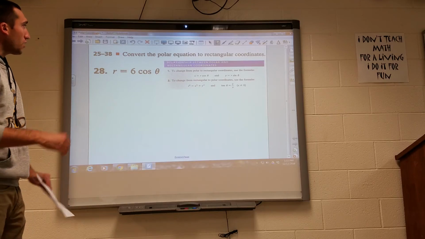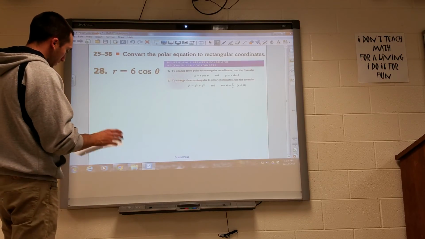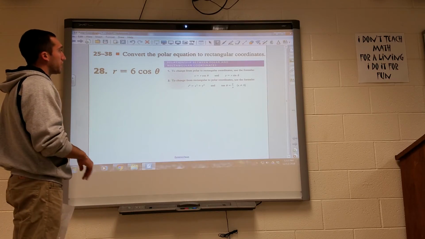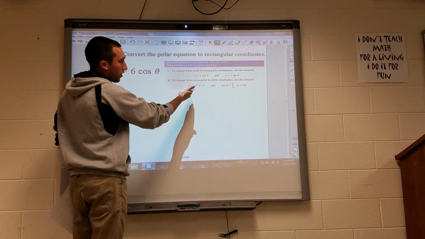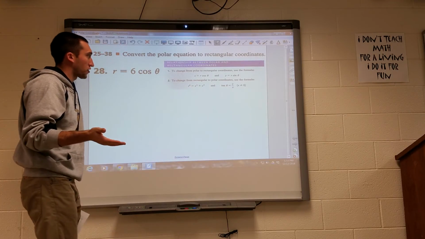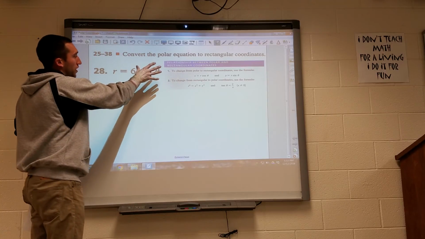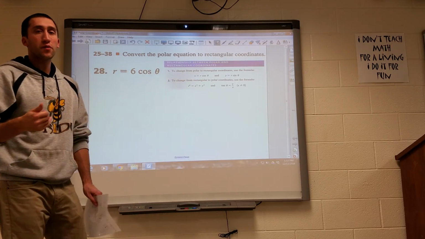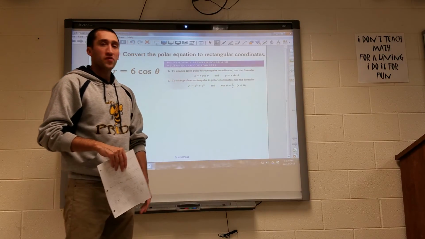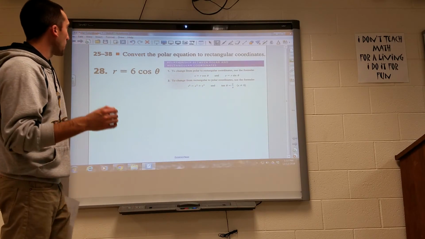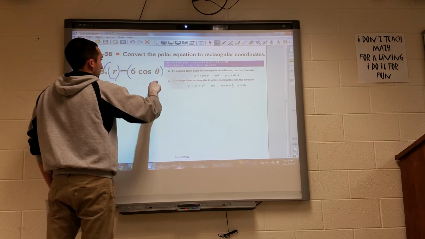Finally, we have our polar equation. We want to go back to rectangular coordinates. So what I'm going to want to do here is, since I don't know what individually r is, I could solve for r and just get square root x squared plus y squared, but I don't have an r on this side of the equation. So typically we're going to want to get it into one of these forms that we know. So we're going to multiply both sides by r.